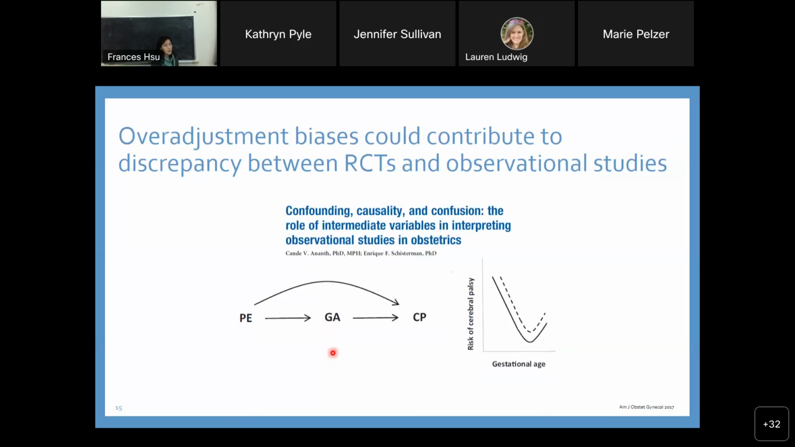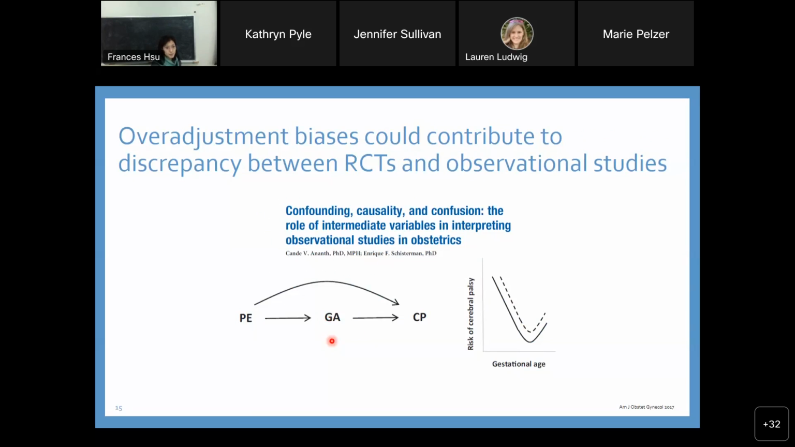Kind of opposite to confounding bias is overadjustment bias. So in this situation, a non-confounder is adjusted for, leading to a distortion of the relation between exposure and outcome. For example, in obstetrics, gestational age is often adjusted for as a confounder. However, it could be an intermediate variable or a collider, and adjusting for it would mask the true relation between the exposure and your outcome.